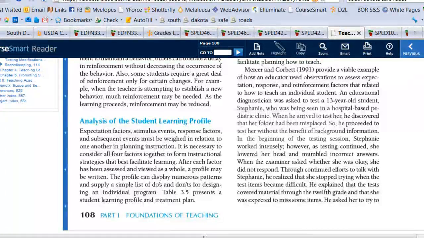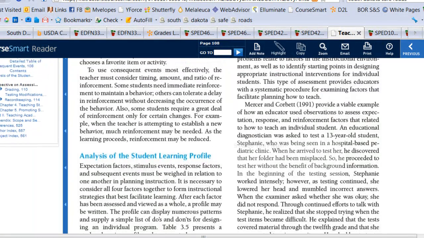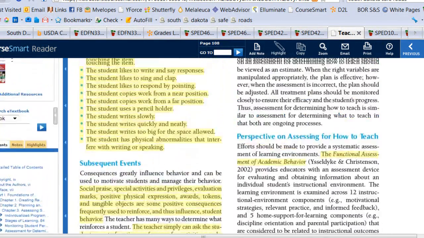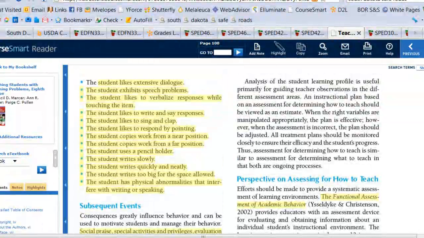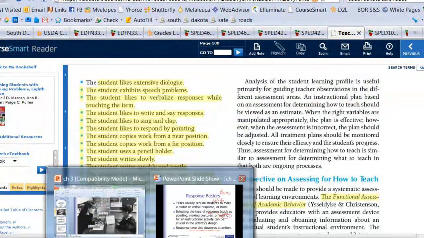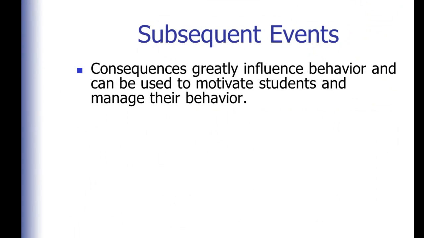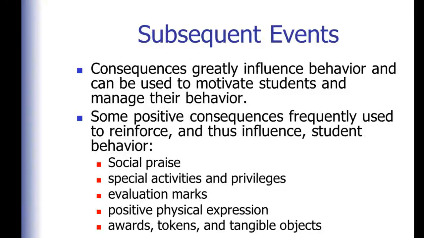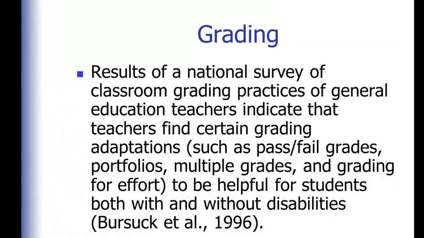Analysis of that learning profile, factors, predictive. Let me go back here once. This was about the response factors, and how they affect it. This should give you some ideas of how to impact working with students. This is interesting on grading.